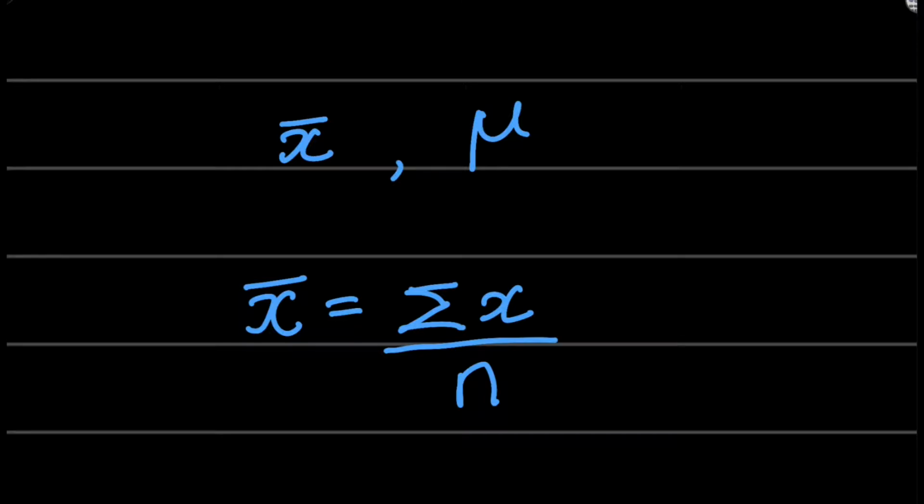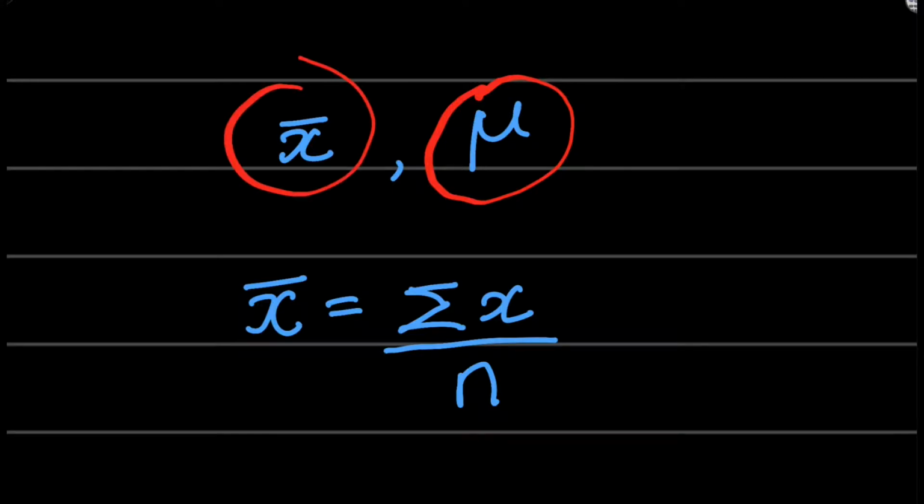X bar means mean. And sometimes you may not see x bar, sometimes you may see this Greek letter called mu. It's the Greek letter mu, and it also means mean. So you either see mu or you see x bar. Either of the two, they pretty much mean the same thing practically, but the only difference is that x bar is known as the sample mean, while mu is known as the population mean.